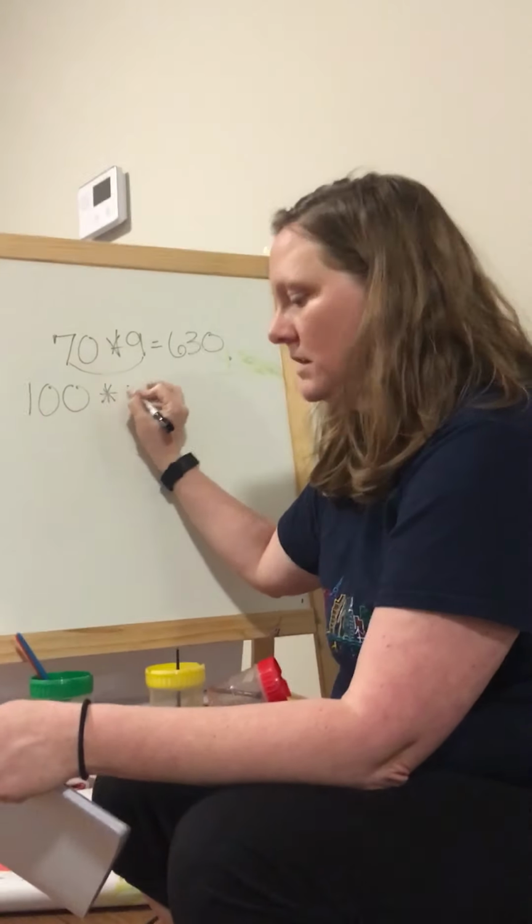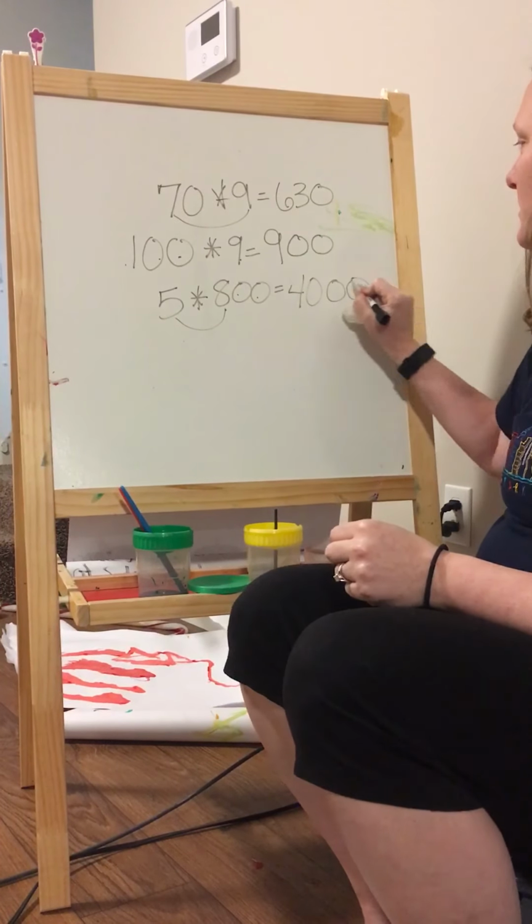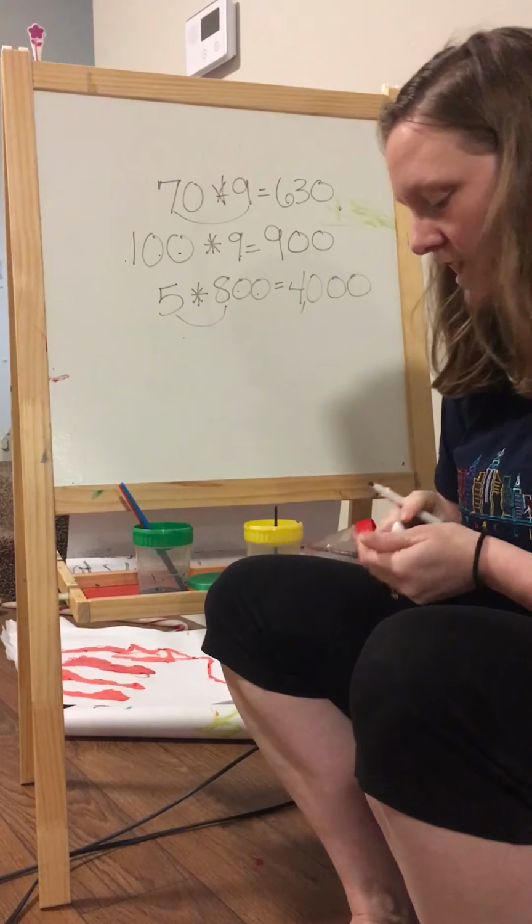5 times 800. 5 times 8, 2 zeros. So that would be 4,000.